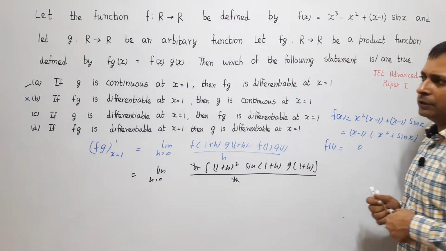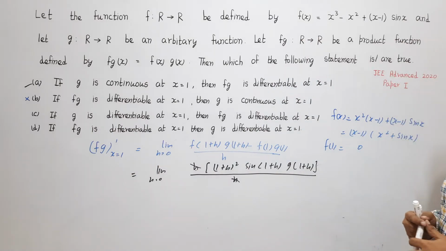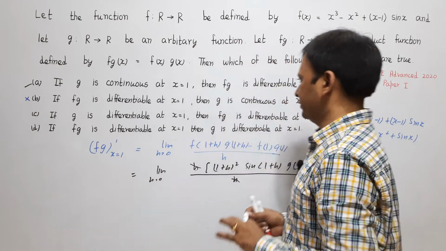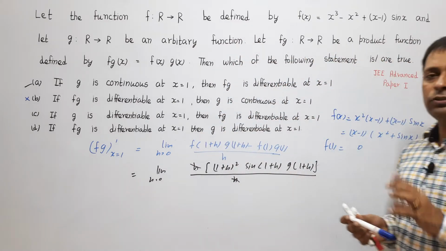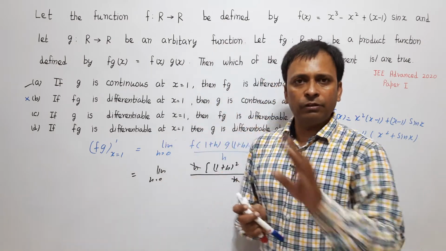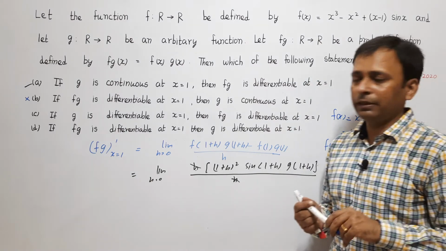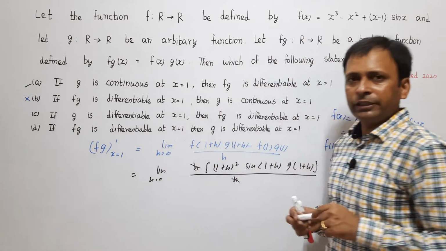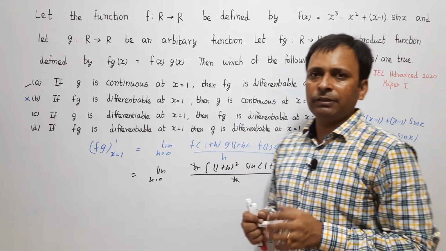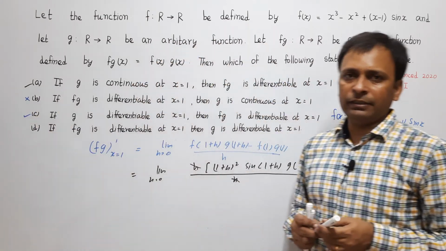Coming on to the third option, which says that if g is differentiable at x equal to 1, then f into g is also differentiable at x equal to 1. Now this is very clear. If the two functions are differentiable, their product function f into g will always be differentiable. We have already proved that f of x is differentiable, and g(x) being differentiable is given in option C. So f into g will obviously be differentiable at x equal to 1. So option C is a right answer.